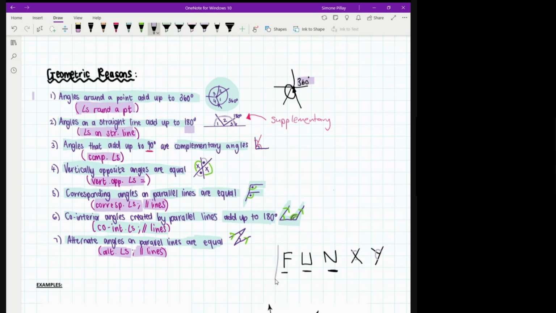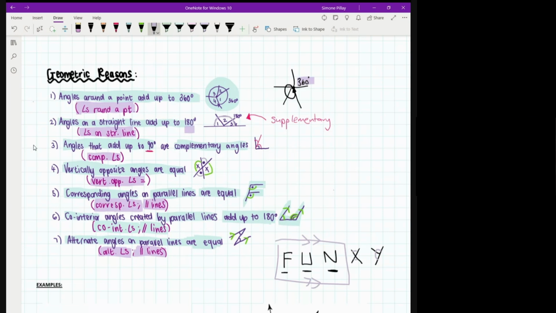If you just want to think of it as fun, because these are the ones that have parallel lines involved, then that's okay. Whatever works for you. But you must be able to remember all of these rules. Up until this point, do we have any questions?